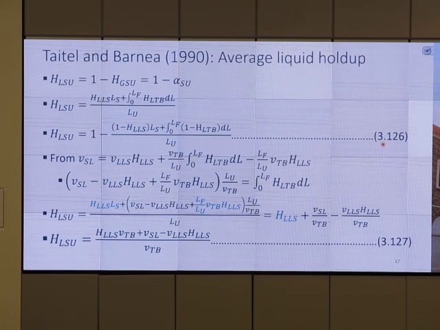105? 100. Okay, we're still on page 100.